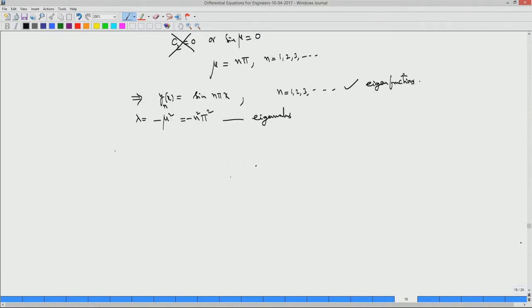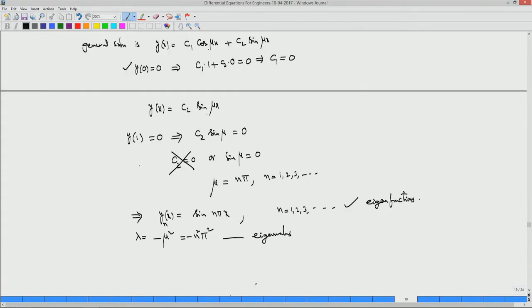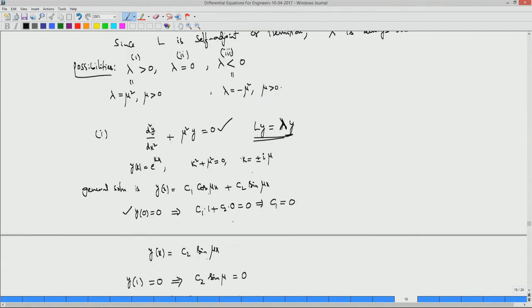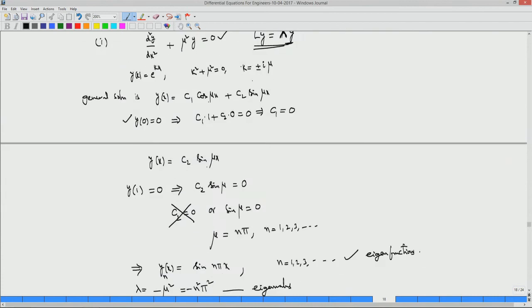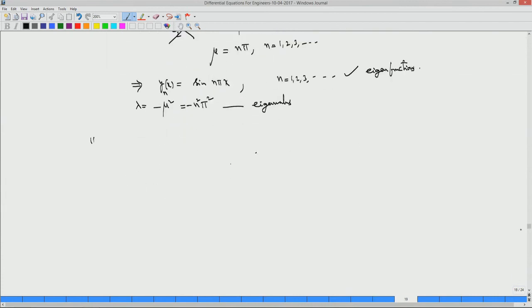So far these are the eigenvalues and eigenfunctions. You still have to see two more possibilities, that is lambda equal to 0 and lambda less than 0. So you look at case 2. You found some eigenvalues and eigenfunctions. Now look at case 2, that is lambda equal to 0.